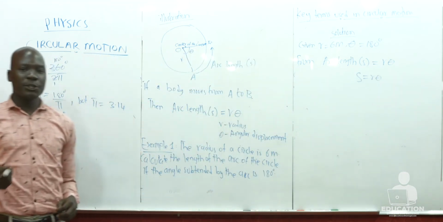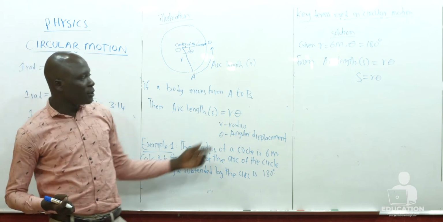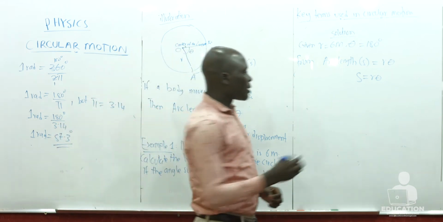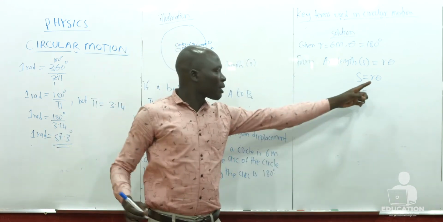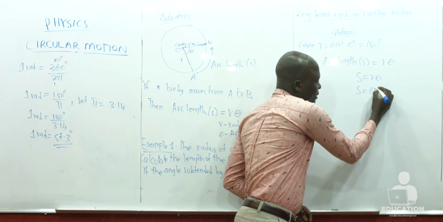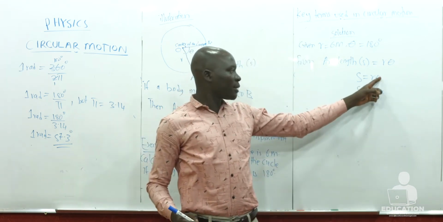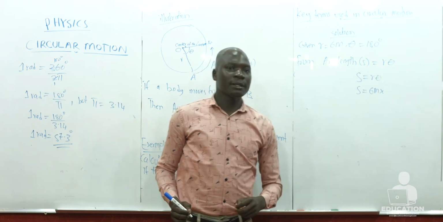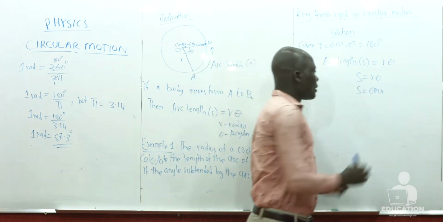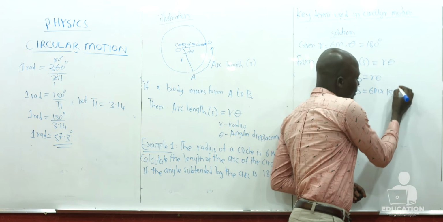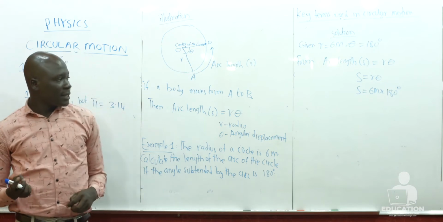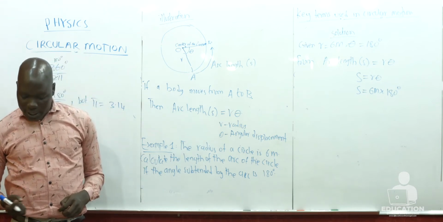Now let's go ahead and substitute. We substitute what is given in the question into our equation so that we can get the arc length, that is the distance along the circular path. So S is equal to, r is given to be 6 meters, times theta. Theta is the angular displacement, and angular displacement is measured in radian, and its value is 180 degrees.